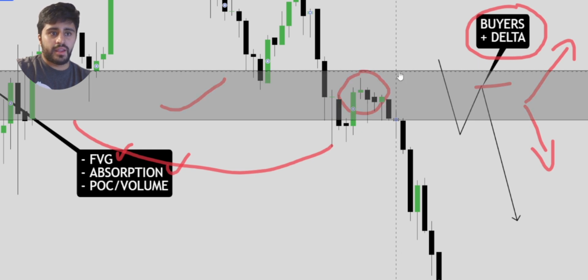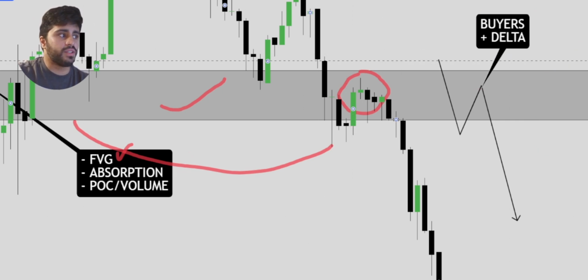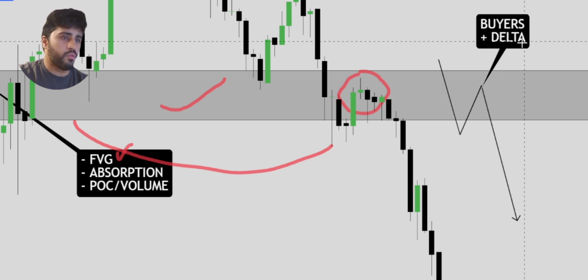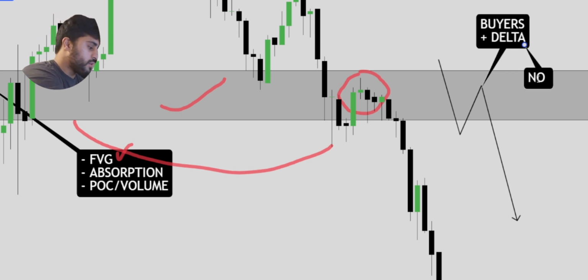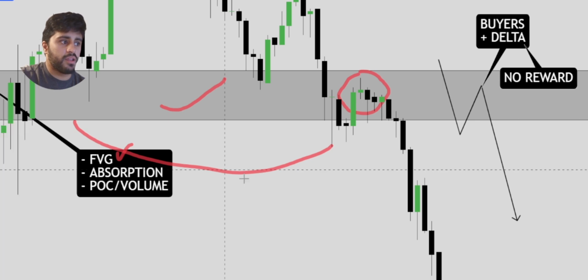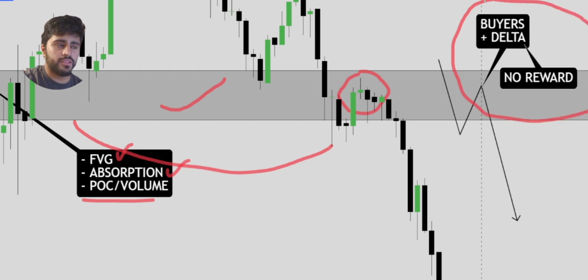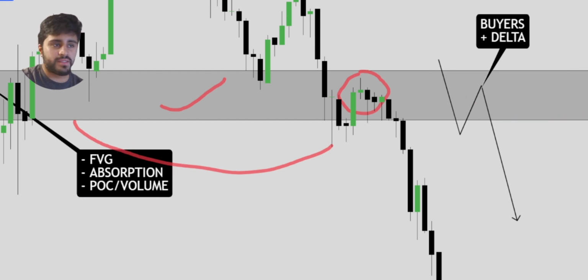So in this level here, 69.89 to 69.85, there are a lot of buyers, but no reward. So what that means, from a price action perspective, is we see a lot of buyers, but no reward. Now this here is absorption, right? This is what we mean by absorption. So we have a fair value gap, we have absorption. Now the last thing is volume. So once we've understood this, we want to have a basic understanding of volume.